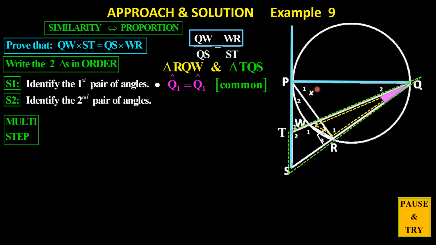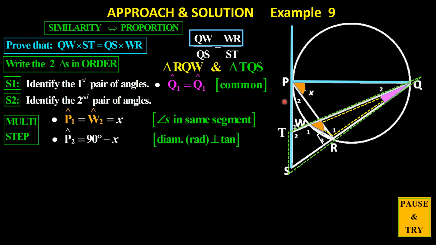We've got angle P1 is X, and P1 there is equal to which other angle do you see in that circle? That's correct, it's equal to W2. You see there's P1 and there's W2, angles in the same segment. So there we've got that X, and that other one is also going to be X. Now, what do we know about a diameter and a tangent? They're perpendicular, so we can work out P2. P2 is 90 minus X, right? Because the radius is perpendicular to a tangent.